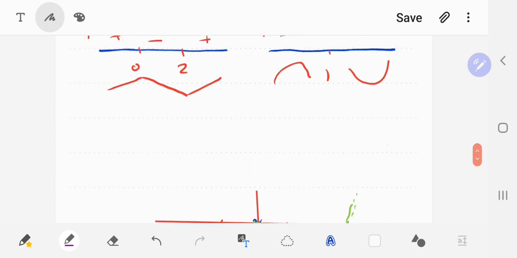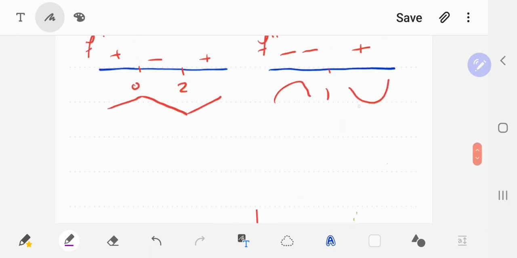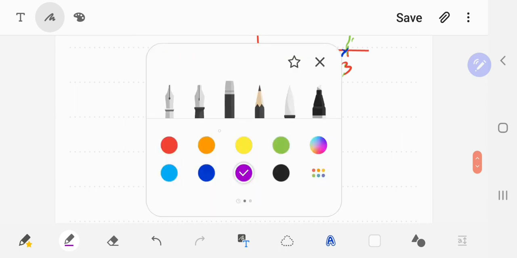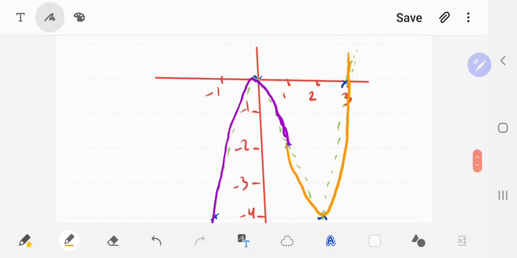The function was concave down till 1, which means it will pass by all of these points, but it will be concave down till 1. So it should come with a curve to show the concavity, concave down, and then it's concave up after 1. So it will continue the same thing, but will be concave up. So it will continue decreasing, but will have the shape of concavity up, and this is our final shape. Of course, it will continue till infinity and continue till infinity from the other side.